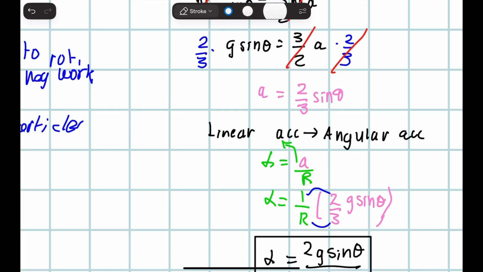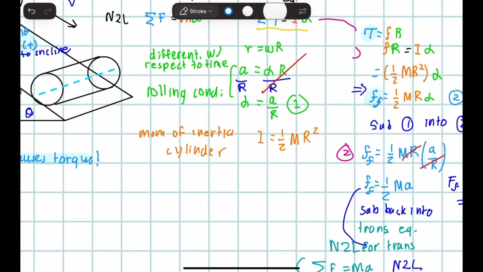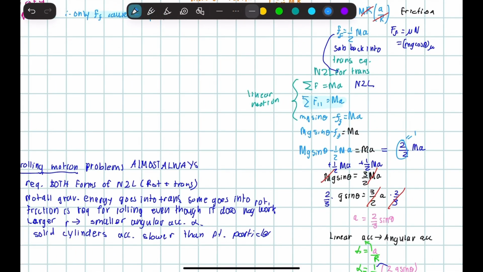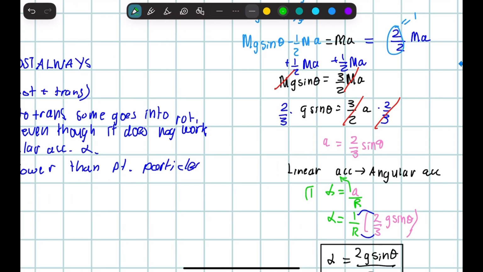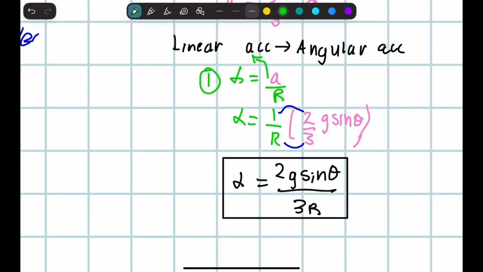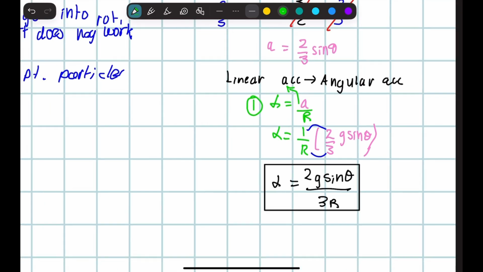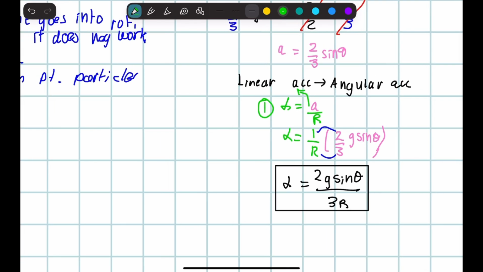So for your angular acceleration, you take the equation we already had, which we found up here, which was equation 1. Let's mark that. This is equation 1, right? Then you substitute in that a over here. Substituting that in, you can factor out the r, and that's just 1/r. Then you substitute a, that's 2/3 g sine theta. Multiplying that all together, you have 2g sine theta divided by 3r, and that's going to equal your angular acceleration. All right.